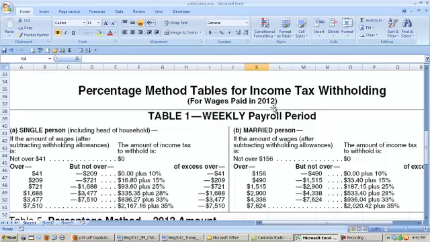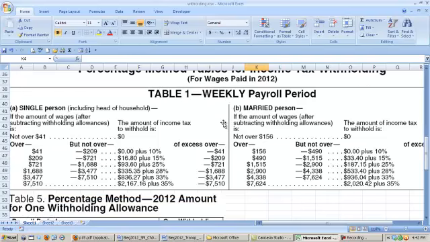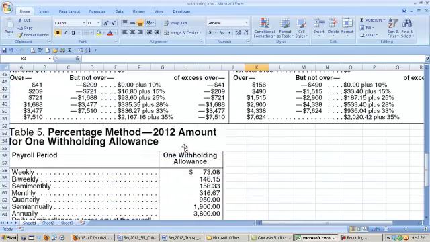Now, once again, this is for 2012. Okay? And once again, you need to make sure you're picking the right table. There's different tables. This table 1 here is for a weekly payroll period. Somebody's paid bi-weekly or monthly, you'd be using a different table. Okay, so let's take a look here at how we calculate this. This looks a lot more complicated, doesn't it? Well, let's use the same example. We have somebody that's single, that's paid weekly, and they're paid $600.